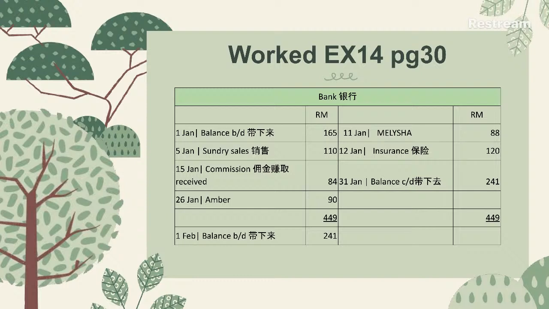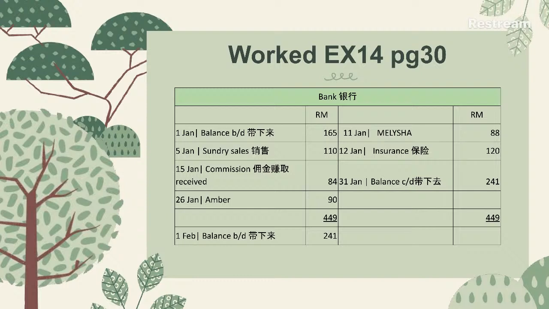And then you want to close the account, that means balance the account on 31st of January, that means the end of the month. So you need to balance carry down 241, and then brought forward to 1st of February, the following month, which is balance brought down 241.